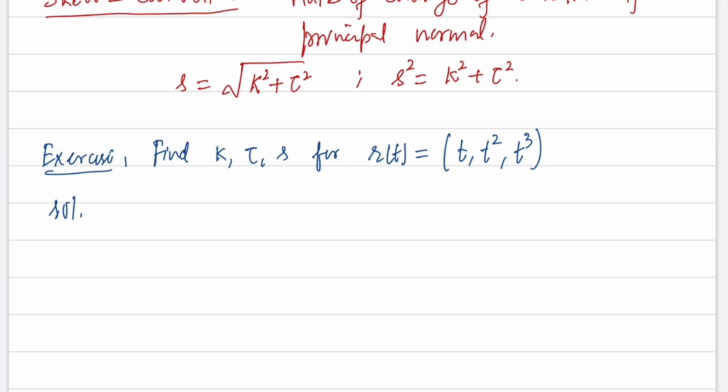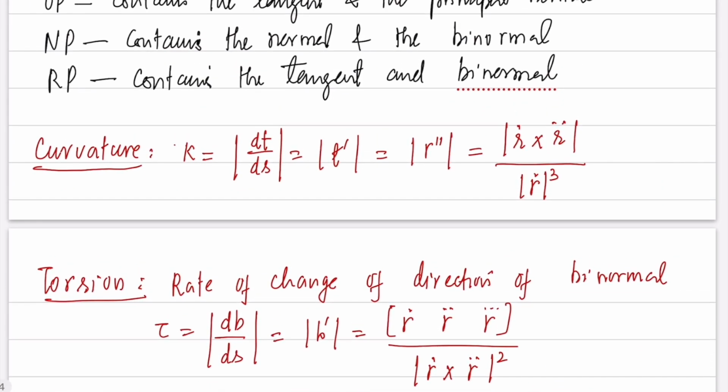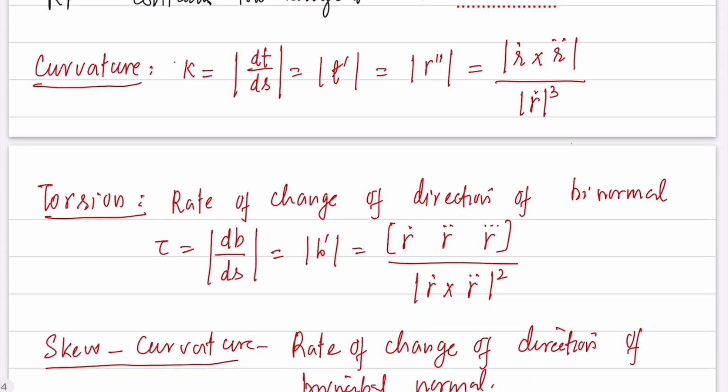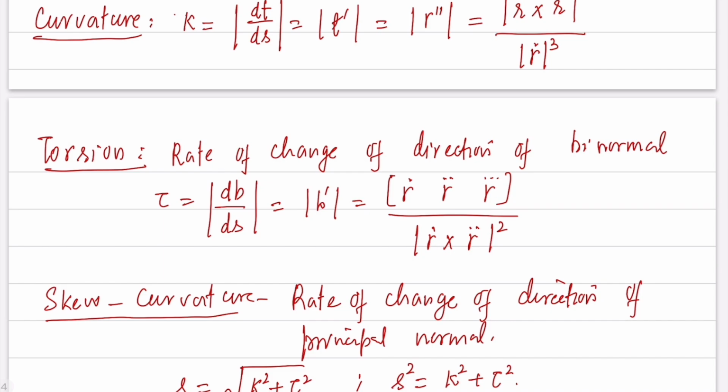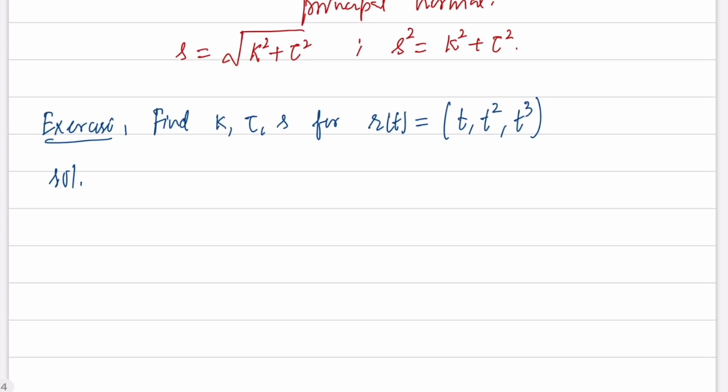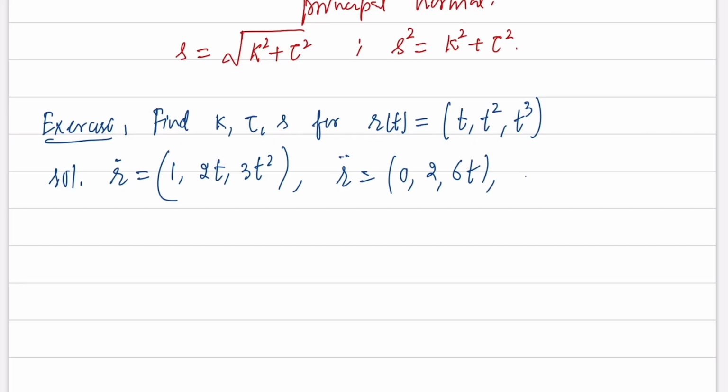So in the solution, we first evaluate what we need. For the curvature, we need r dot and r double dot, and for torsion, we need r triple dot. So let's first evaluate all these three derivatives. First of all, r dot is equal to (1, 2t, 3t²). Similarly, r double dot is equal to (0, 2, 6t), and the third derivative is (0, 0, 6).